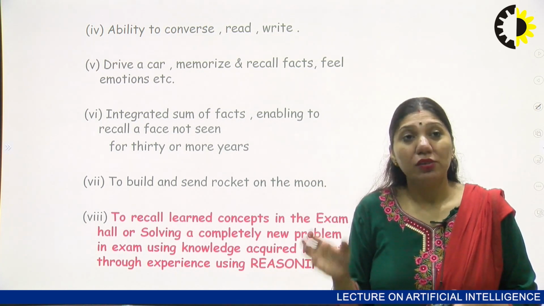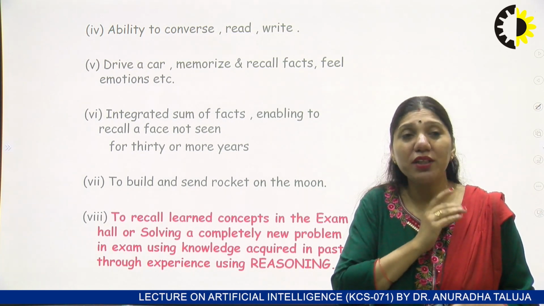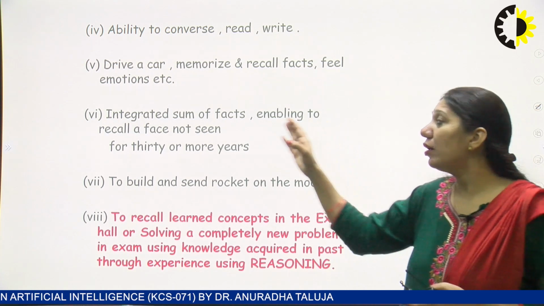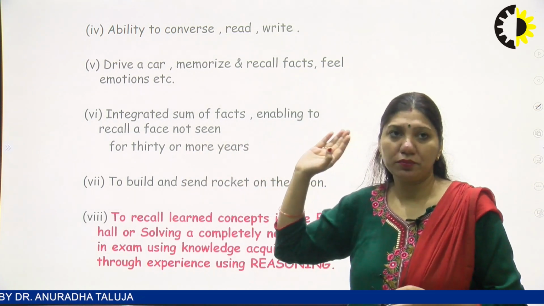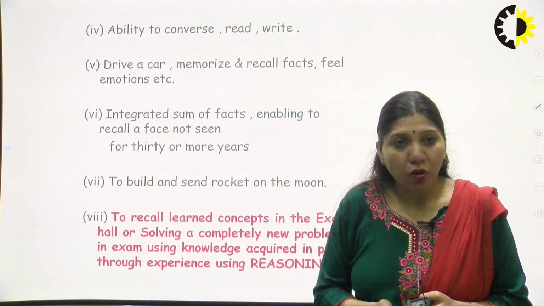So this is beautifully done by a human brain. So that is why it's mentioned here, intelligence is the integrated sum of facts enabling to recall a face not seen for 30 or more years. Isn't it? Then, to build and send a rocket to the moon.